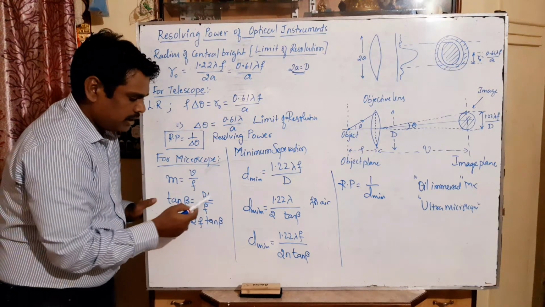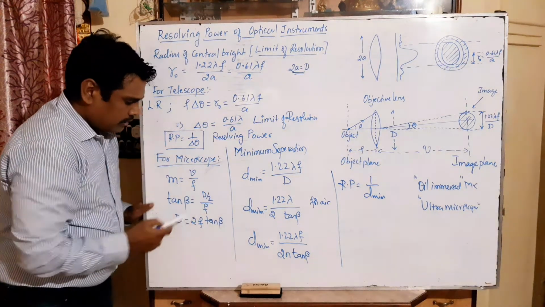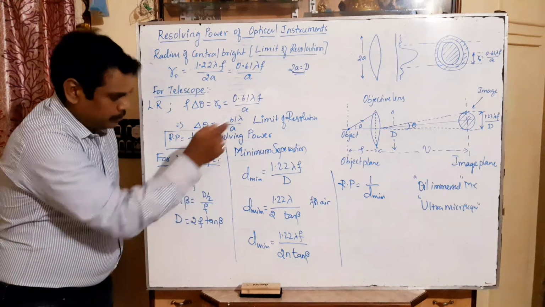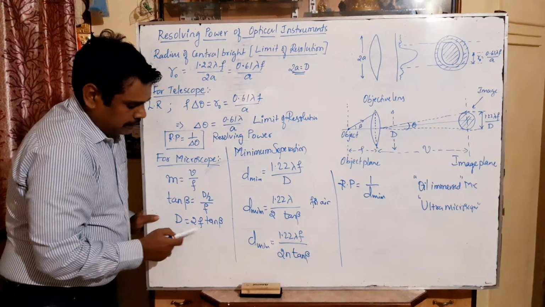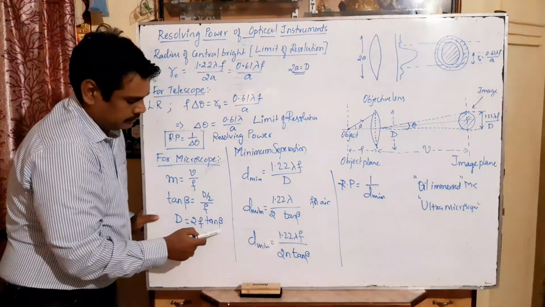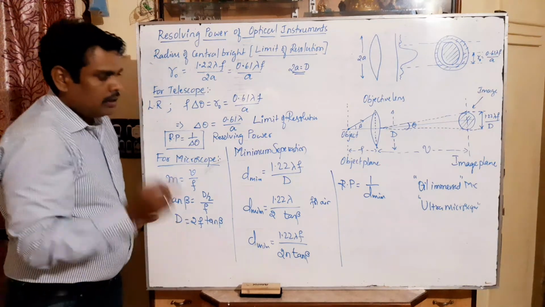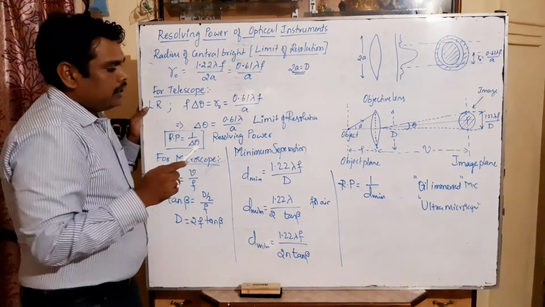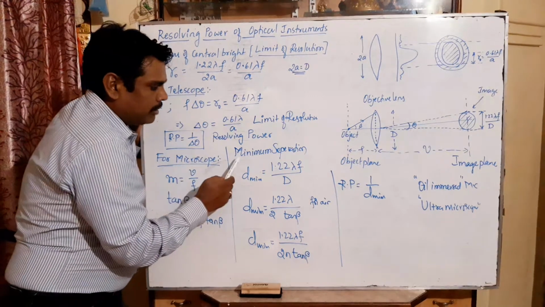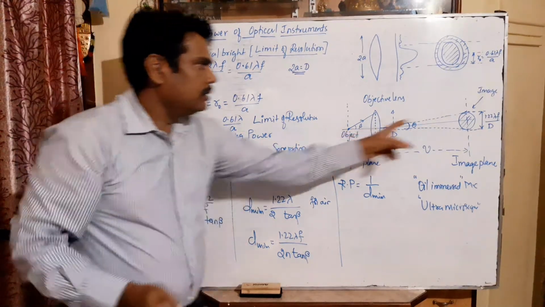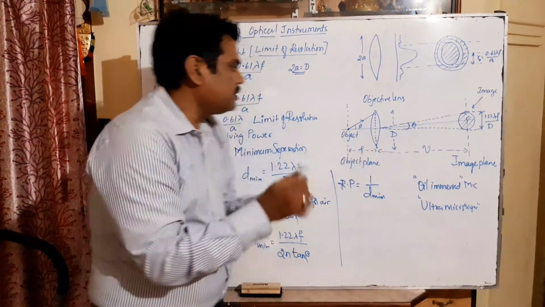Tan beta is equal to d by 2 divided by f. Then the diameter of the objective lens, d, is equal to 2 times the focal length into tan beta. So you have to remember this formula. And according to the condition for central maxima, this size depends upon the distance between two objects.